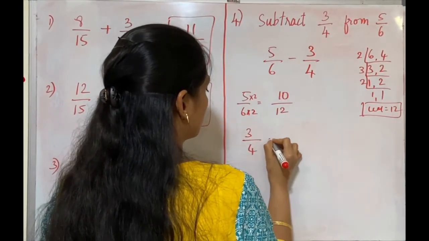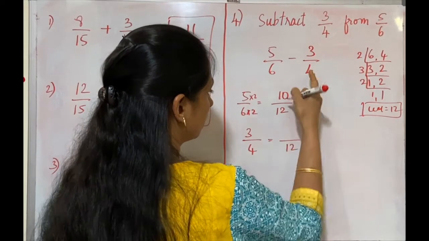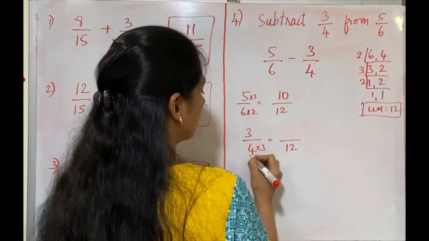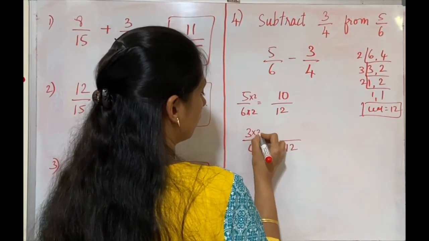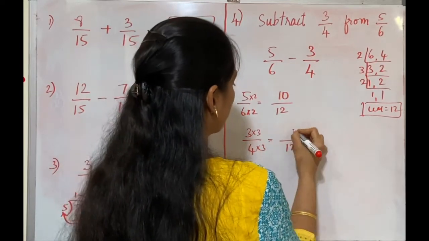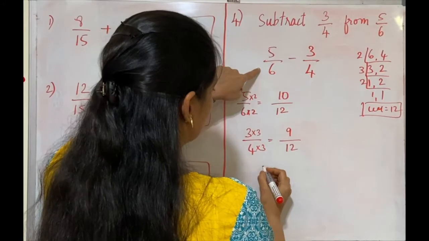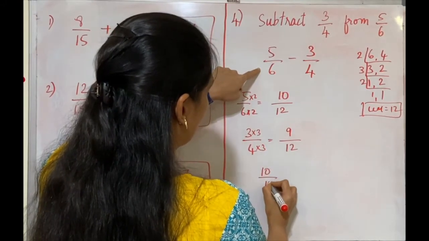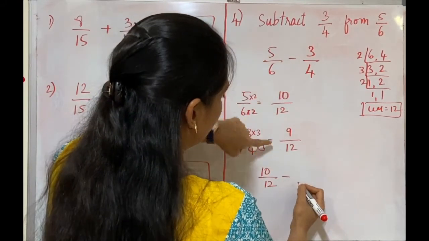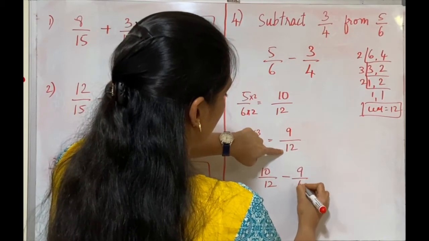The same procedure we will follow for the other fraction also. So 4 into 3 is 12, so this also I will multiply by 3. This becomes 9 by 12. I will write it as it is. Instead of 5 by 6, I will write 10 by 12. Instead of 3 by 4, I will write 9 by 12.